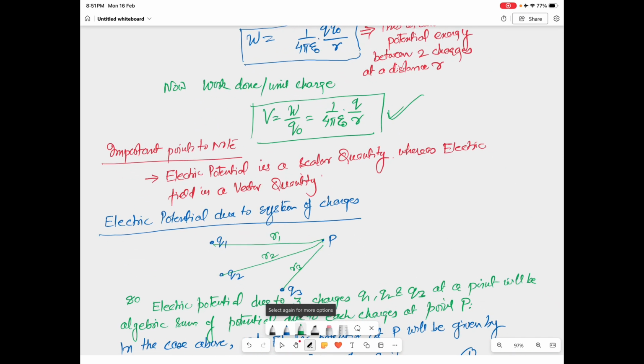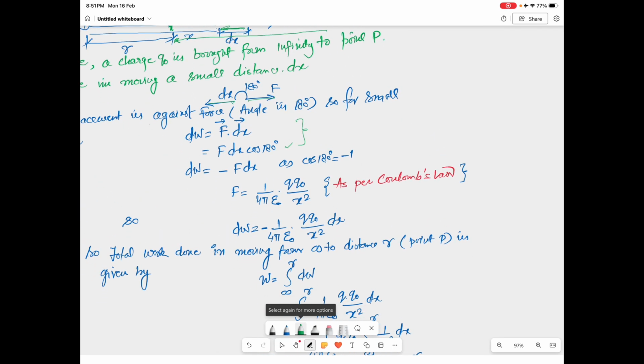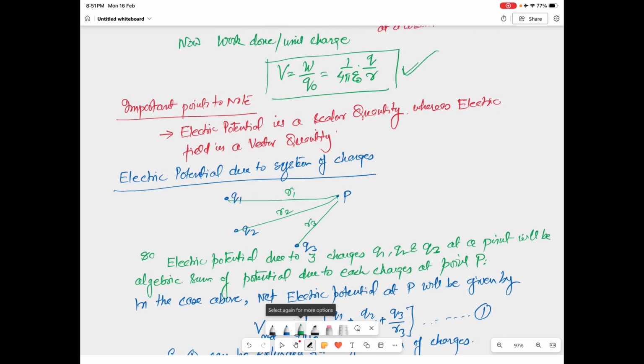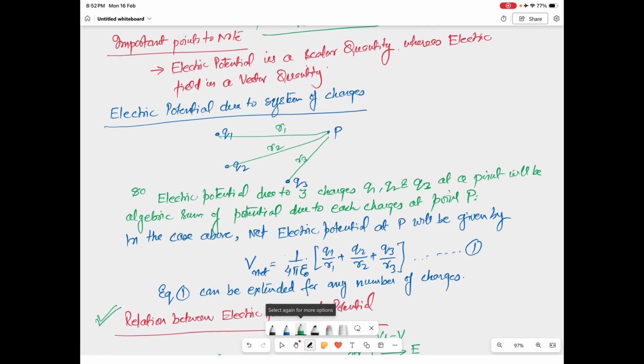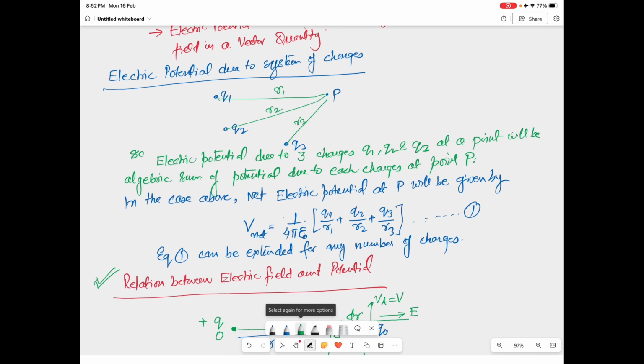Now the important point which you must note about the electric potential is that it's a scalar quantity, because we have taken the scalar product of work done and then divided it by unit charge. So potential is a scalar quantity, whereas electric field is a vector quantity. I have explained the net electric field because of a system of discrete charges at a point P, where we took the vector sum of the electric field of the various charges at that point. Now here I am taking the electric potential due to a system of charges.